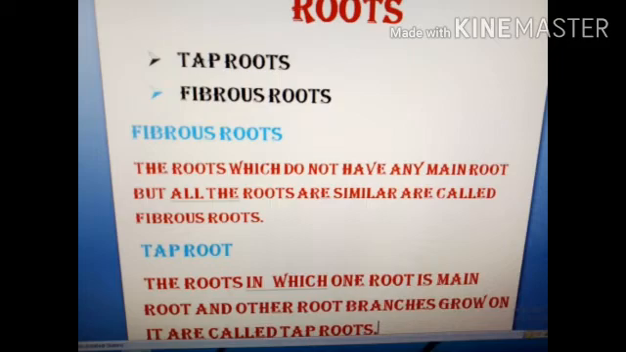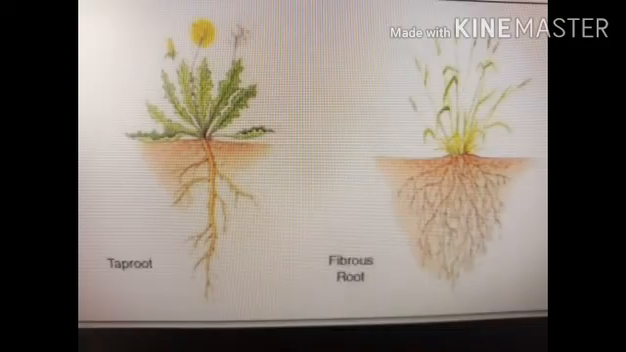The roots which do not have any main root, but all the roots are similar, are called fibrous roots. Tap root. The roots in which one root is the main root and other root branches grow on it are called tap roots. Now, do you understand what is the difference between the tap root and the fibrous root?